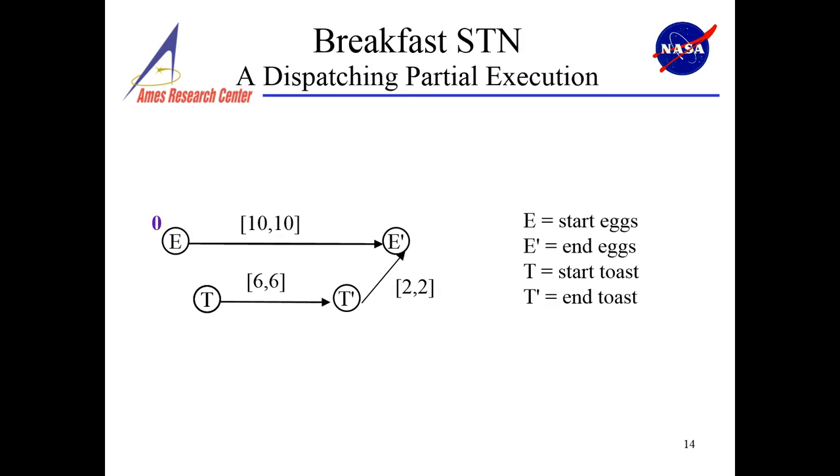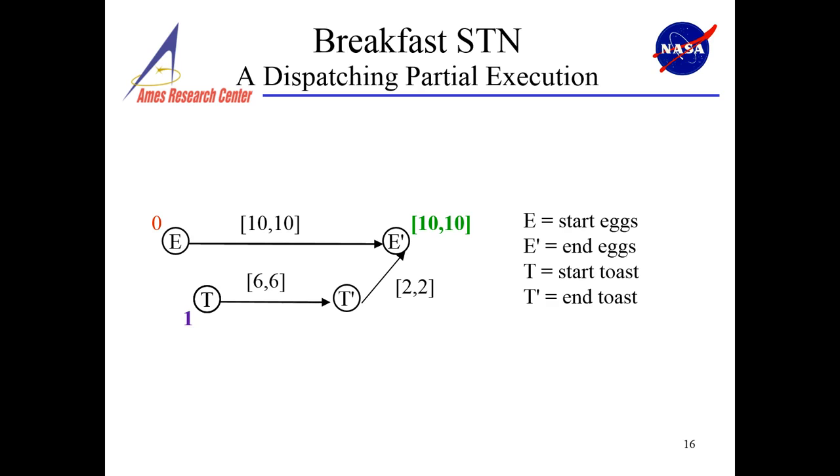So here again is our breakfast STN, and let's see how a dispatching execution would work for that. This is just one possible dispatching execution. So we started the execution at time 0, and we did our local propagation to get bounds for ending that.